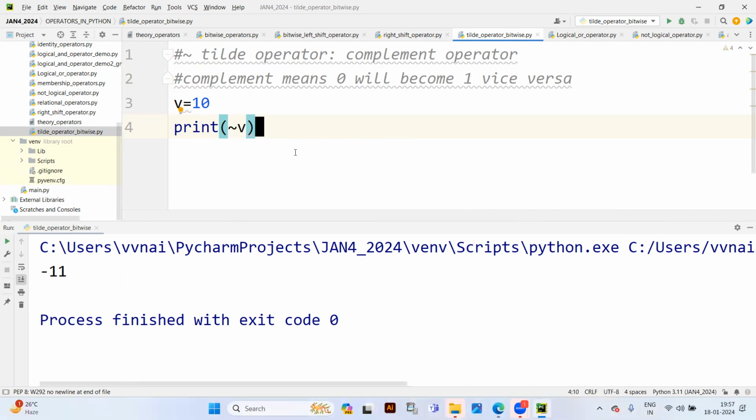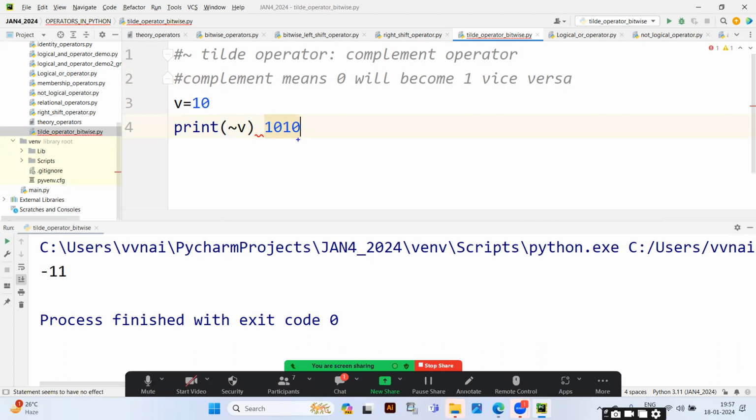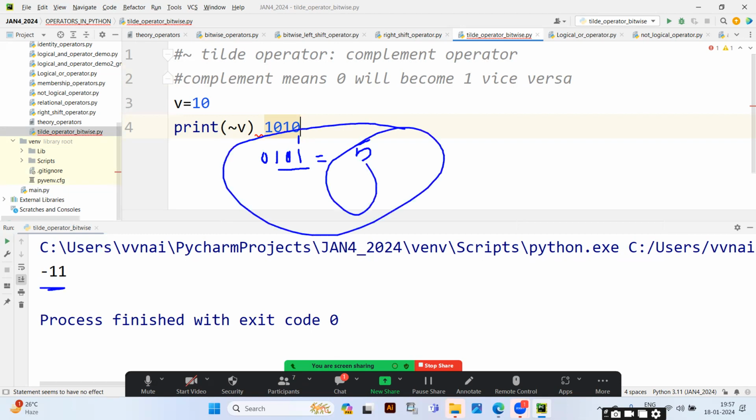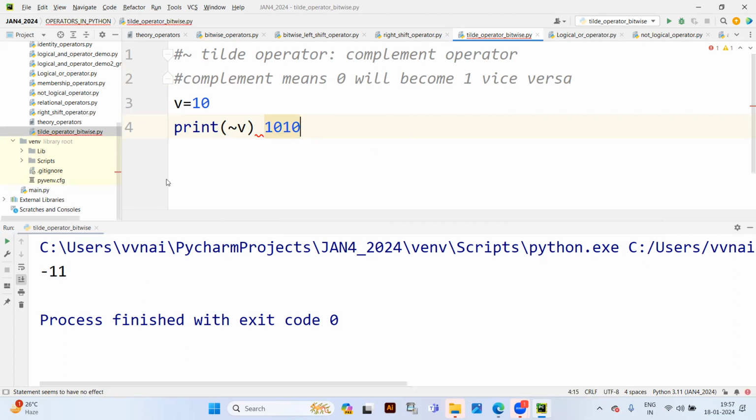Because by the theoretical concept, 10 is 1 0 1 0. For that, 0 becomes 1, 1 becomes 0, 0 becomes 1, 1 becomes 0. So according to the ones complement, 0101 is equivalent to 5. But the given result is minus 11, which means this output is wrong. So this tilde operator will not perform the ones complement operation.